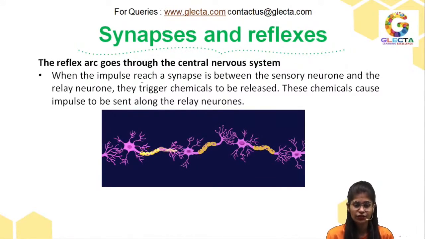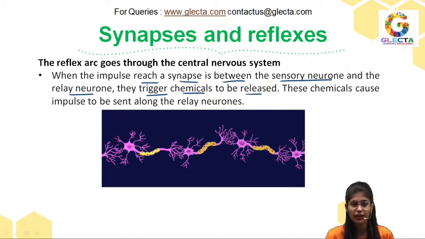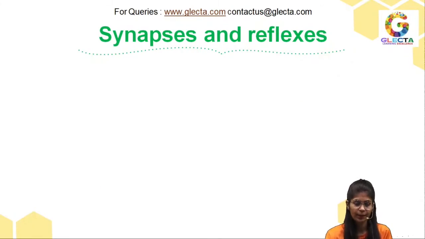When the impulses reach a synapse, which is in between your sensory neuron and a relay neuron, they trigger chemicals to be released from one to the other. These chemicals cause the impulses to be sent along the relay neurons. Look at the chemical impulses, whoosh, and then they're going to travel, then whoosh. So there's a jump across the synapse.